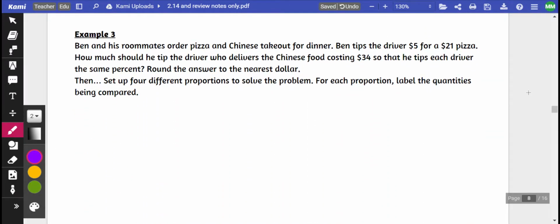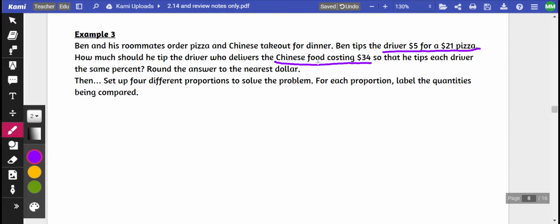Okay, so we're going to look at example 3. Ben and his roommates order pizza and Chinese takeout for dinner. Ben tips the driver $5 for a $21 pizza. All right, so we've got $5 tip for a $21 pizza. How much should he tip the driver who delivers the Chinese food that costs $34 so that he tips each driver the same percent, or you can even think the same proportion?